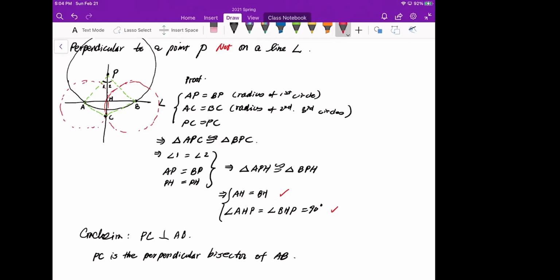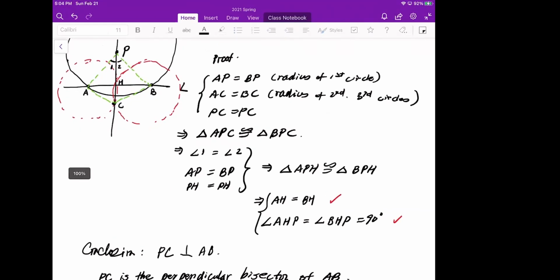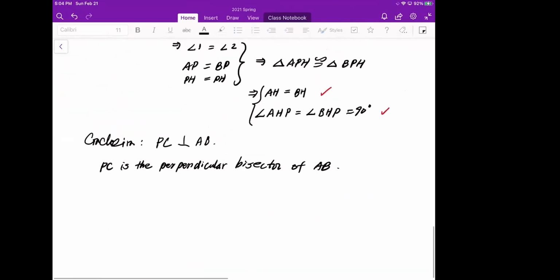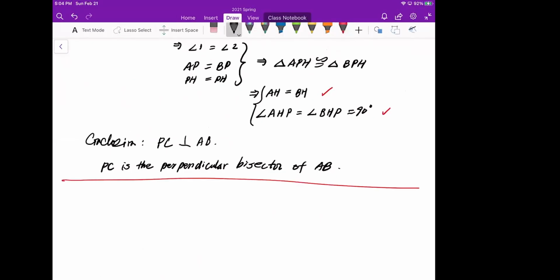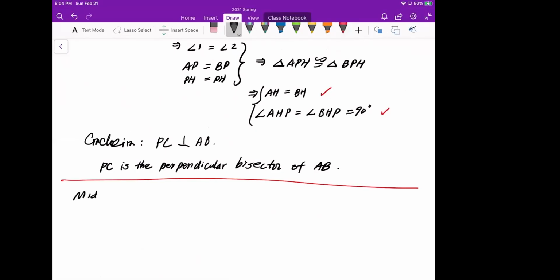Okay, so basically next one, we are just done already. So I want to find the midpoint and the perpendicular bisector of a line segment.